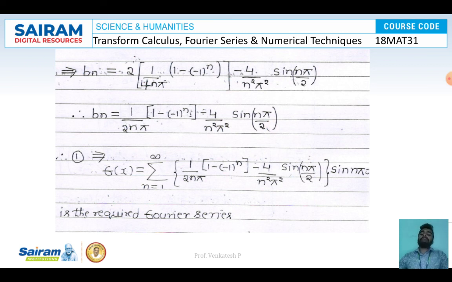Now I'll be incorporating this Bn value in equation number 1. So we got f of x is equal to summation n from 1 to infinity of [1 by 2 n pi into (1 minus (minus 1) power n) minus 4 by n square pi square sin(n pi by 2)] into sin(n pi x), which is the required half-range Fourier sine series for the given function f of x.